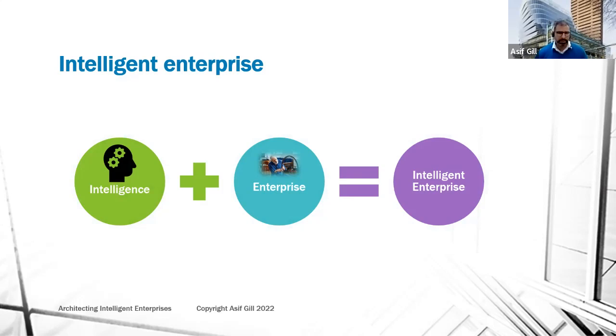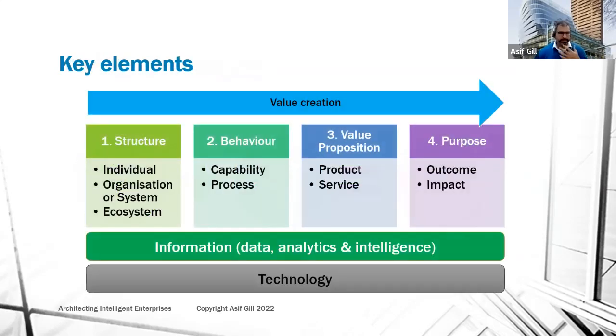And when we look at the intelligent enterprise, what are the key elements? It could be a large, small, or medium organization, but when we talk about architecting an intelligent enterprise, we're really looking at what we call the value creation part. And the value creation part is underpinned by the structure, which an architecture needs to look into. This could be an individual organization or an ecosystem view. In the government sector, it could be one individual department, or a government ecosystem.